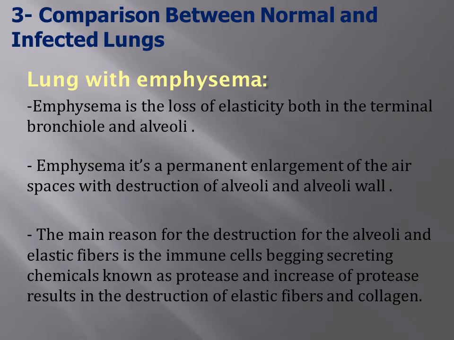Now, let's focus on the lung with emphysema. Emphysema is loss of elasticity of both the terminal bronchiole and alveoli. Also, emphysema is permanent enlargement of air space with destruction of alveoli and alveoli wall, and usually this is without obvious fibrosis. So the main reason for destruction of alveoli and elastic fiber is that immune cells begin creating chemicals known as protease, and this is all part of the inflammatory reaction. And the increase of protease results in the destruction of elastic fiber and collagen.